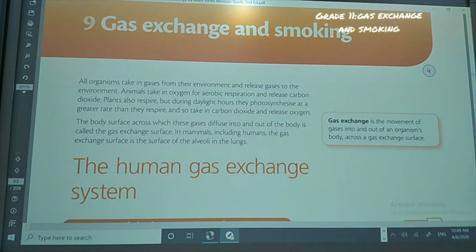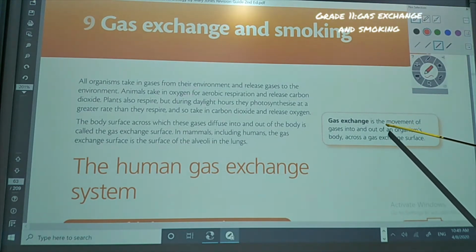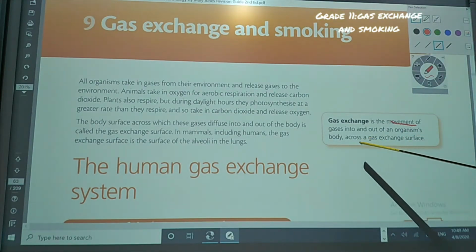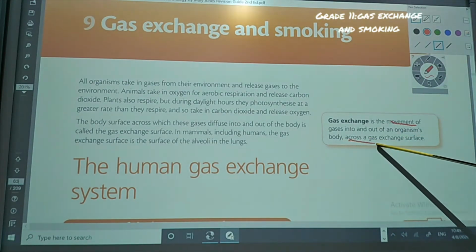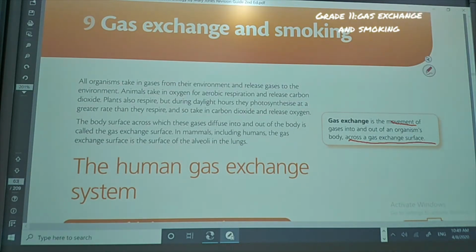Gas exchange is the movement of gases into and out of an organism's body. Okay? But this happens across a gas exchange surface. So gas exchange is the movement of gases into and out of an organism's body, and this happens across a gas exchange surface.